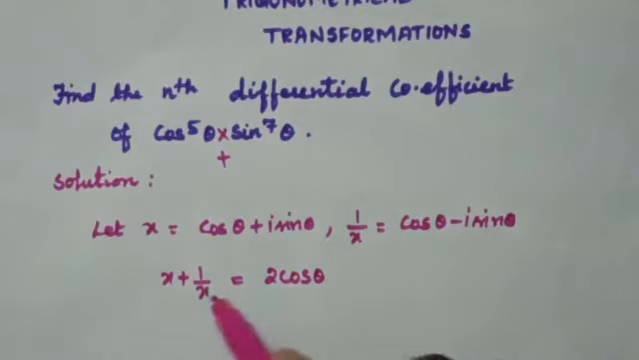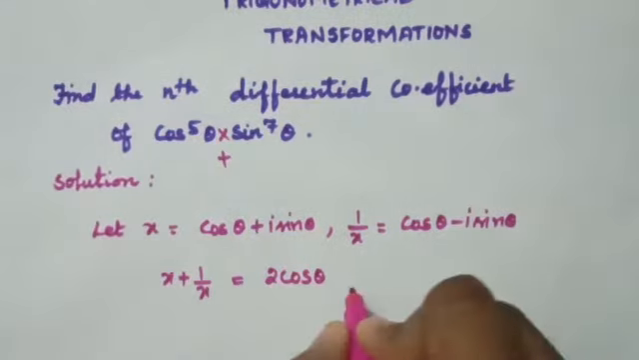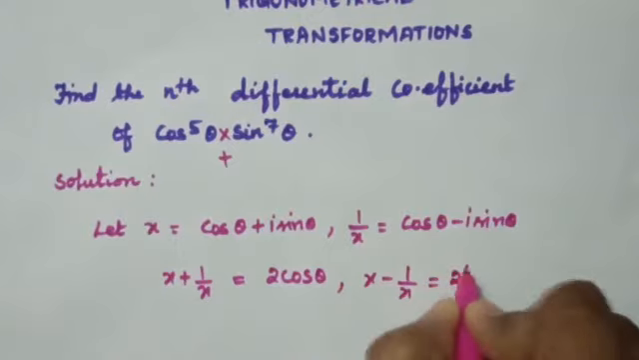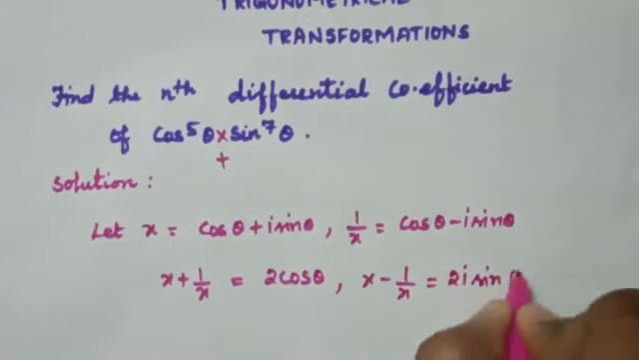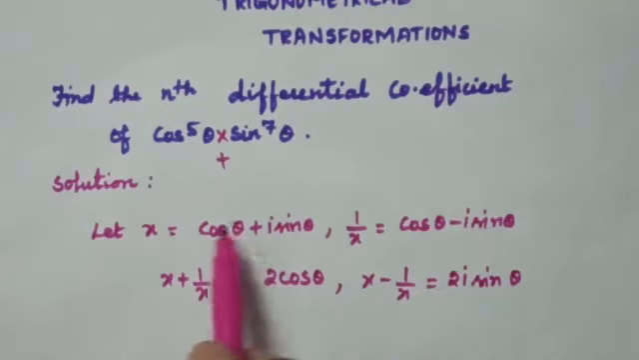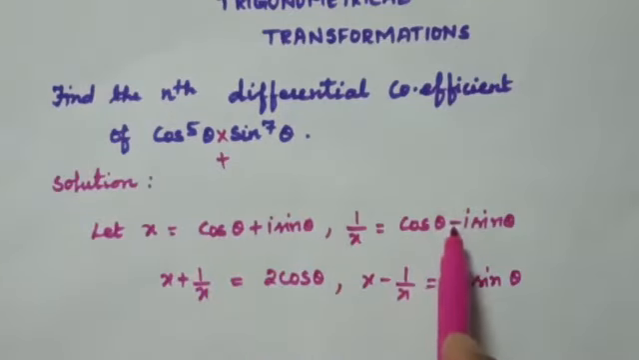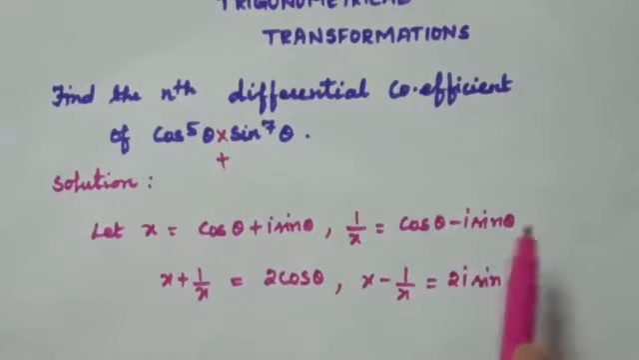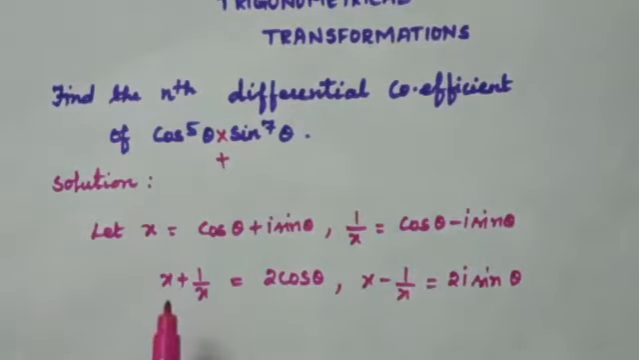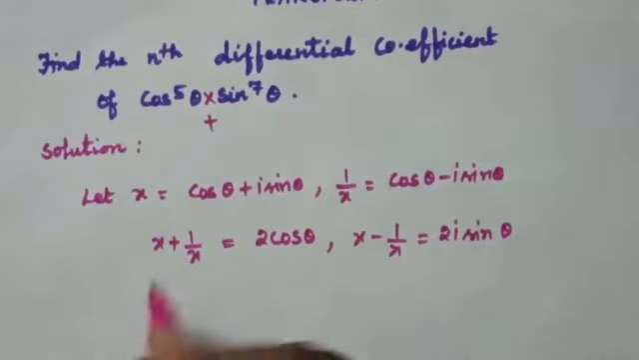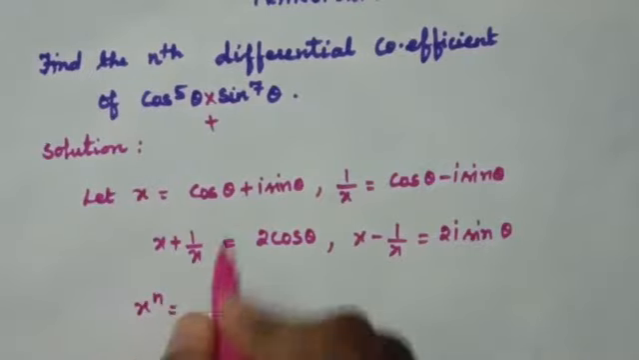So you will get x plus 1 by x as 2 cos theta and x minus 1 by x as 2I sin theta. If you subtract, cos theta and cos theta go off, and minus of minus I sin theta becomes plus, so I sin theta plus I sin theta becomes 2I sin theta. So we have found x plus 1 by x and x minus 1 by x. Next we are going to look at x power n.